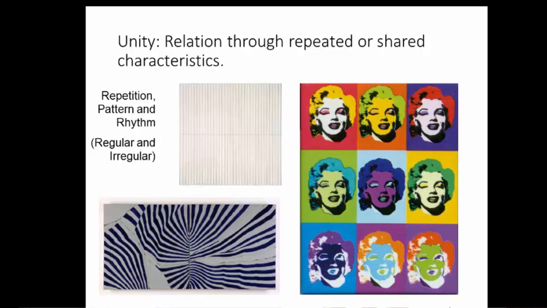through the lines in the upper left. We see irregular repetition in the lines in the lower left, and we see a combination of regular and irregular repetition with the Marilyn Monroe images. So again, things that occur regularly create a sense of calm and order and reason, and things that are irregular or changing create a sense of instability. Again, these elements and principles that are used by the artist can really influence the way we feel about a work of art.